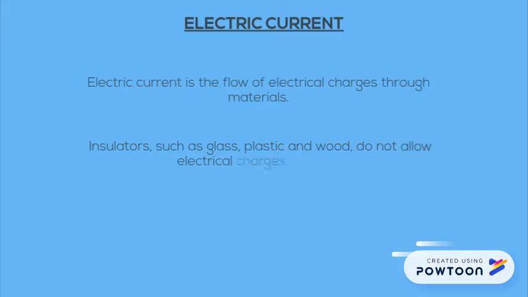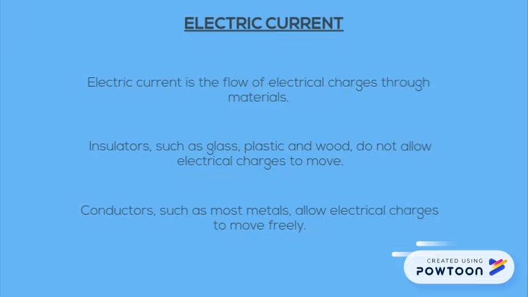Electric current. Electric current is the flow of electrical charges through materials. Insulators, such as glass, plastic and wood, do not allow electrical charges to move. Conductors, such as most metals, allow electrical charges to move freely.